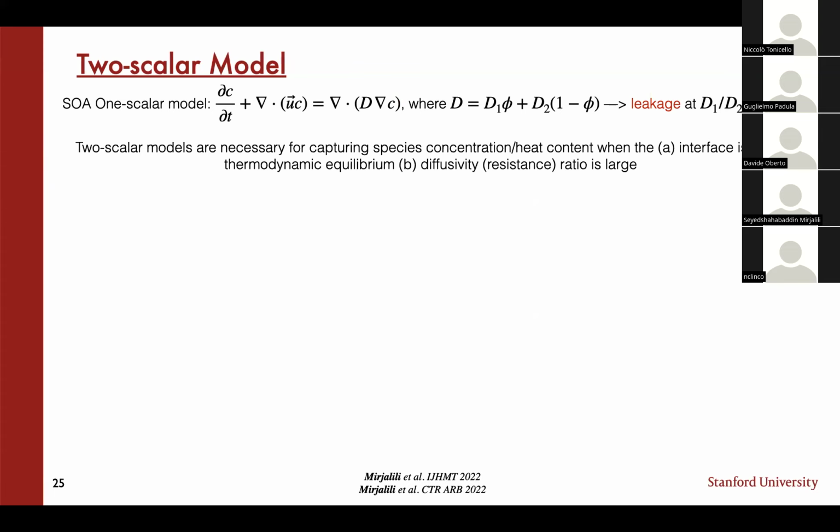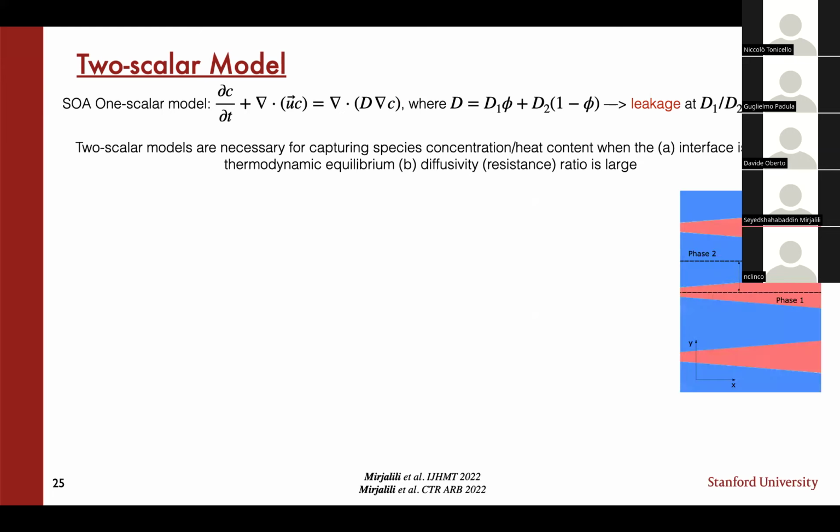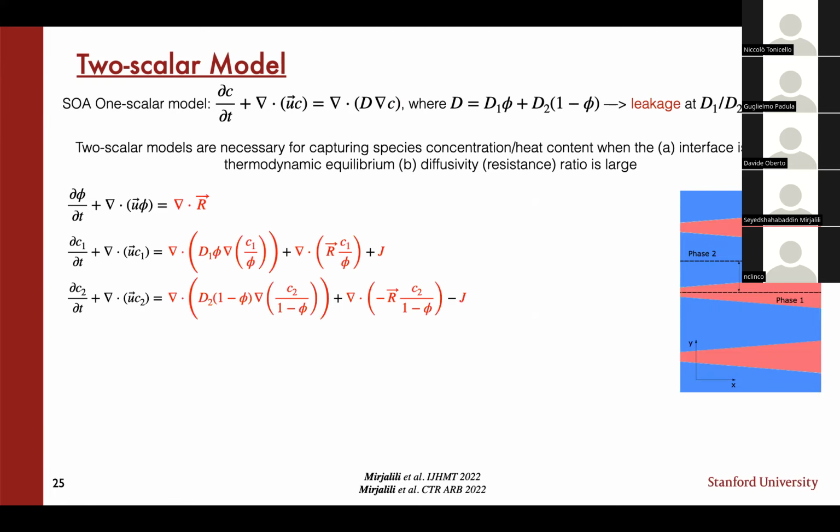And so for these, we need to do two scalar models, right? And so what is a two scalar model? The two scalar model basically tracks a C1 and C2, which are concentration per total volume in phase 1 and phase 2. And so you couple those to the phase field equation written here. And the equation that you have for them is of the following form. So you have this guy, which I talked about. I'm just not writing it out anymore.